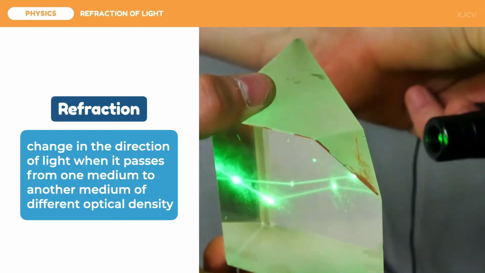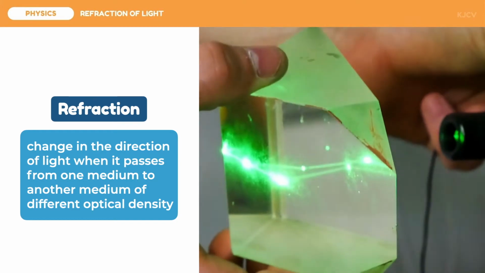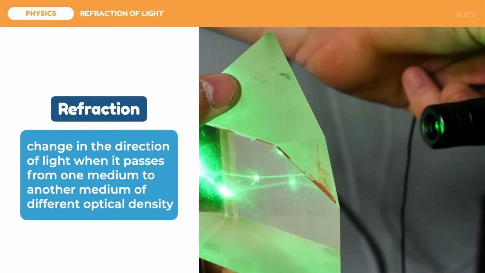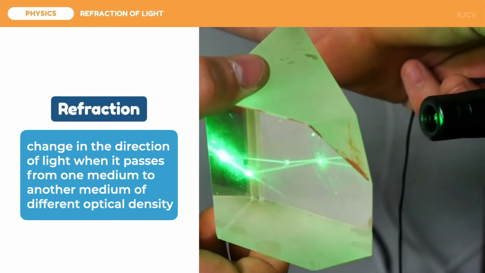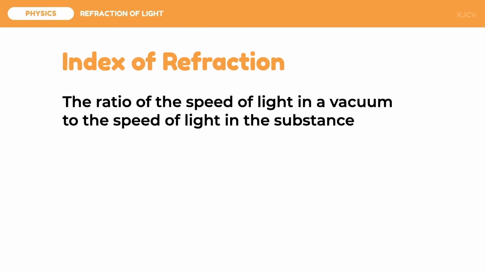The optical density of a substance has something to do with the speed of light as it enters the substance. Light travels slowly in an optically dense substance. A substance is said to be optically denser if it has a higher index of refraction. The index of refraction is the ratio of the speed of light in a vacuum to the speed of light in another substance or material. It is defined by n = c/v.